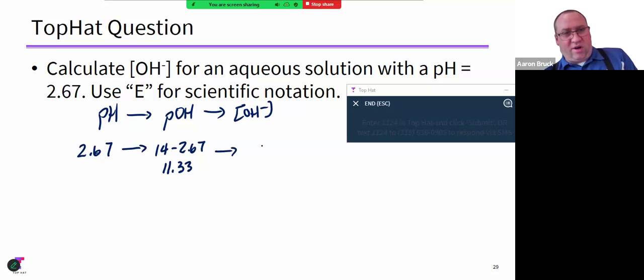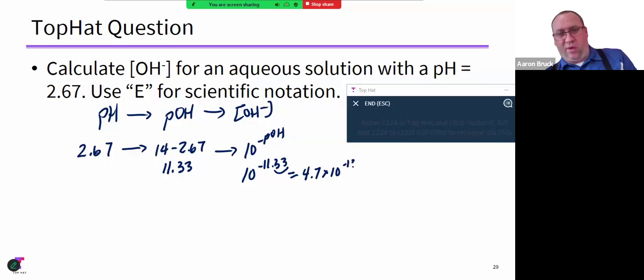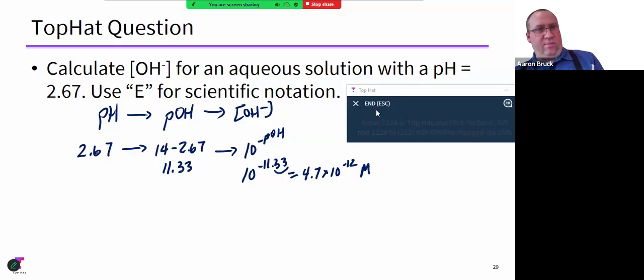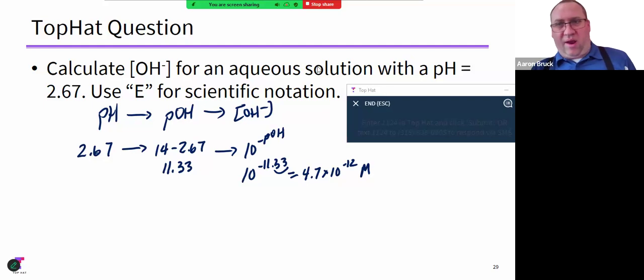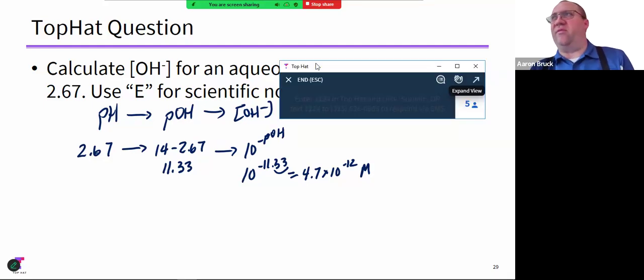To turn it into hydroxide, 10 to the negative pOH is the result. So 10 to the negative 11.33. If I do that calculation, 2 decimal places means 2 sig figs. So 4.7 times 10 to the negative 12th molar would be the correct answer for this question. And walking around, that's pretty much where everybody was, save for a little bit of rounding here and there.